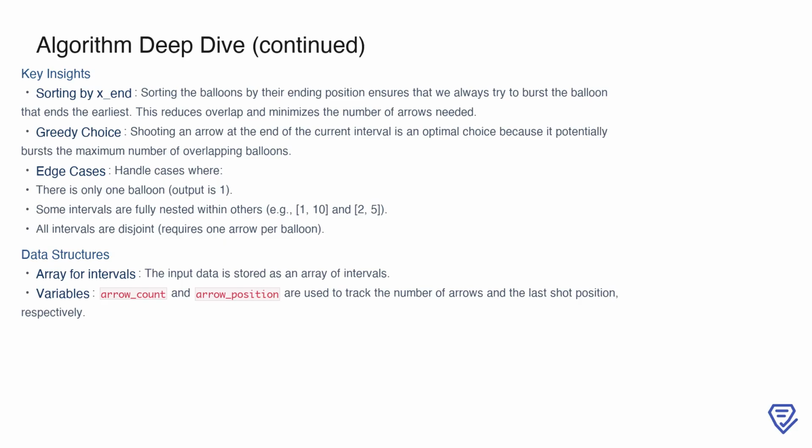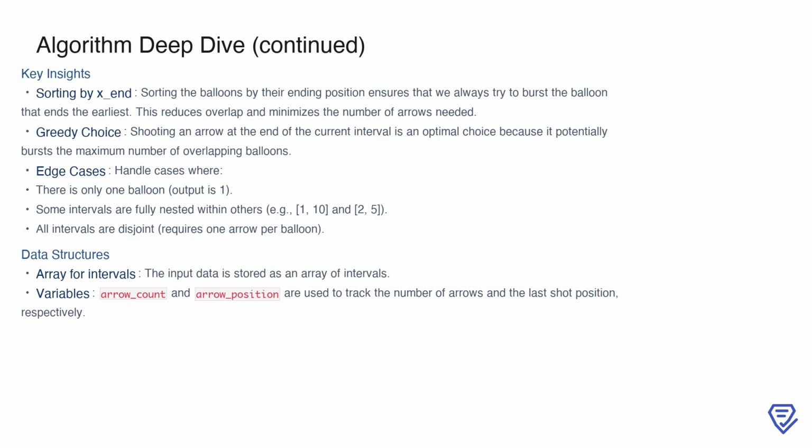The efficiency of this algorithm stems from a few key insights. First, sorting the balloons by their ending positions ensures that we handle the intervals in the most optimal order, minimizing overlaps. Next, the greedy choice of shooting an arrow at the end of the current interval is optimal because it bursts the maximum number of overlapping balloons at once.